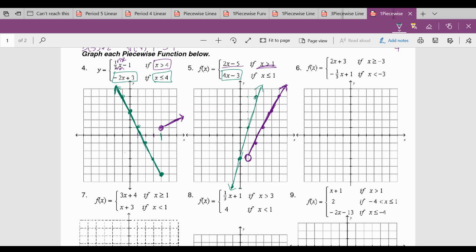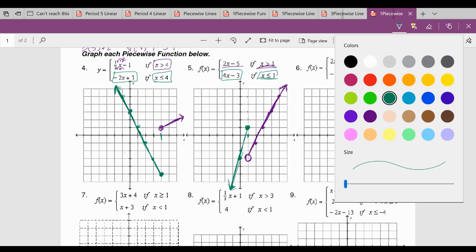Okay? And then it says my domain is when x is less than or equal to 1. So I look for 1, here's 1, less than or equal to, so it's a closed circle. And if it's less than, it's anything below. And then that means I get to erase anything else. So I'm going to go ahead and erase this and that. That would be my graph.